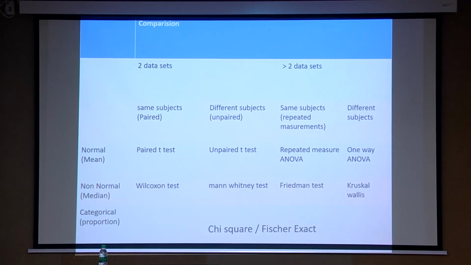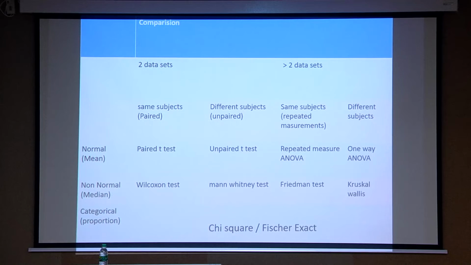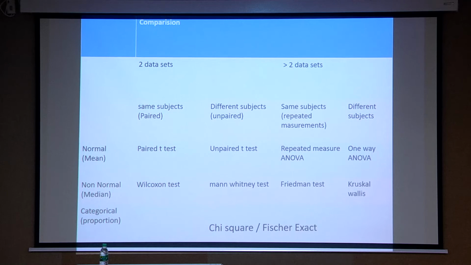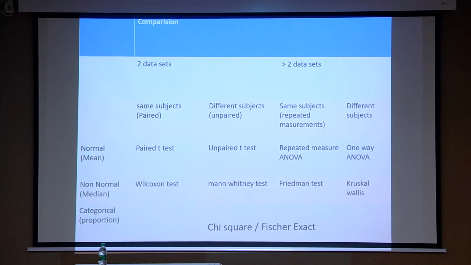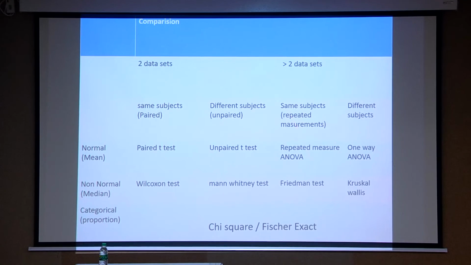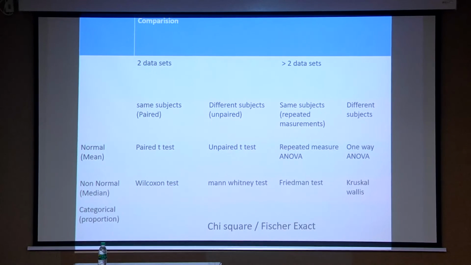The third point was the number of groups and data sets: if it is 2 groups and 2 data sets, or more than 2 data sets. And the fourth one was paired or unpaired. The fifth one was again the distribution. So by applying all these things in this table column, we can derive which test has to be used.